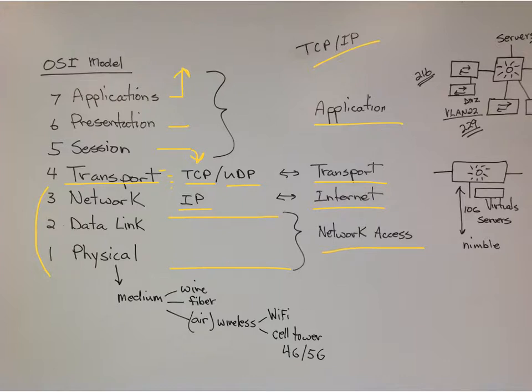So when you think about your data, you have an application, the data gets presented, maybe encrypted or whatever. You set up a session with your peering place on the other side. How are you going to transport the data? How is it going to get routed? And the data link and physical layers, the data link is how you're going to get it back to the device. And then it's going to take that stream of bits and put them on the medium.